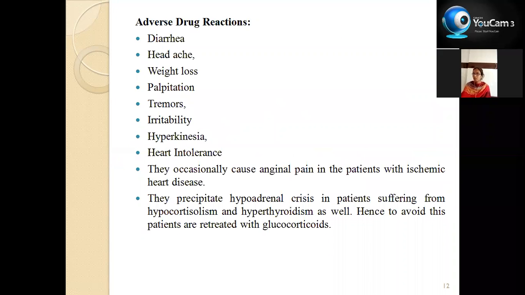Next, adverse drug reactions are diarrhea, headache, weight loss, palpitation, means irregular heart rate, tremors, irritability, and heat intolerance. They occasionally cause anginal pain in patients with ischemic heart disease, and also precipitate hypoadrenal crisis in patients who are suffering from hypocortisolism and hyperthyroidism. To avoid this, the patients are pretreated with glucocorticoids.